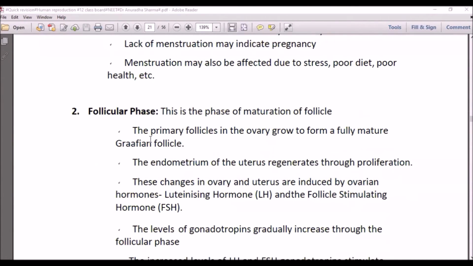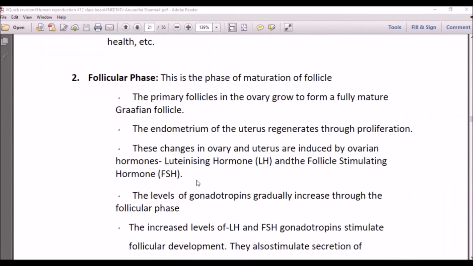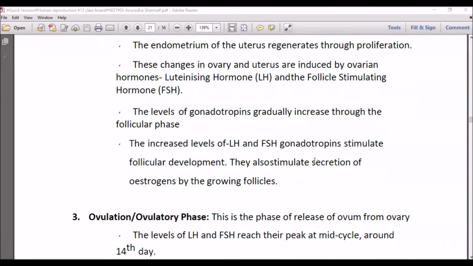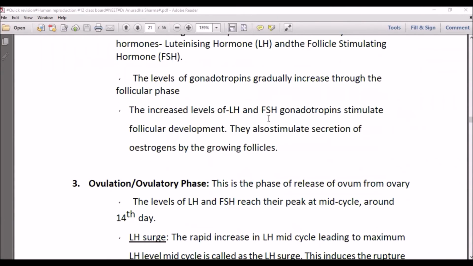So the second is the follicular phase. Now, this is the phase of maturation of follicles. Here the primary follicle matures into the Graafian follicle. And in this Graafian follicle, there are changes. We will start with the follicular phase. What happens in this follicular phase? The primary follicles grow and mature into Graafian follicles. And Graafian follicles further rupture to give rise to the ovum. Now the levels of certain hormones also increase follicular development, like luteinizing hormone and follicle stimulating hormone. These are gonadotropins that stimulate follicular development.